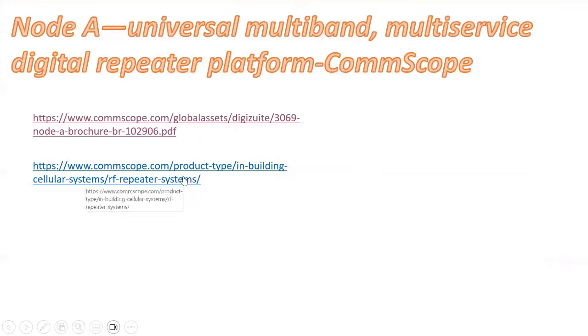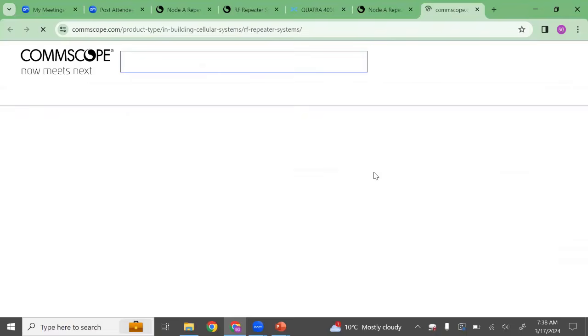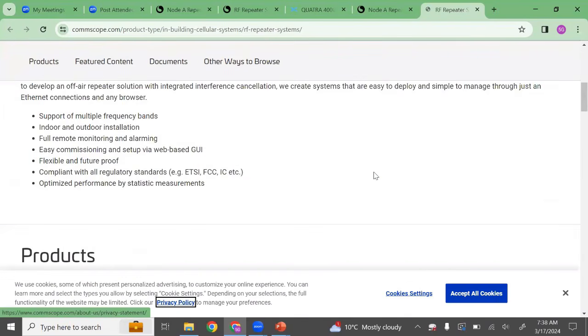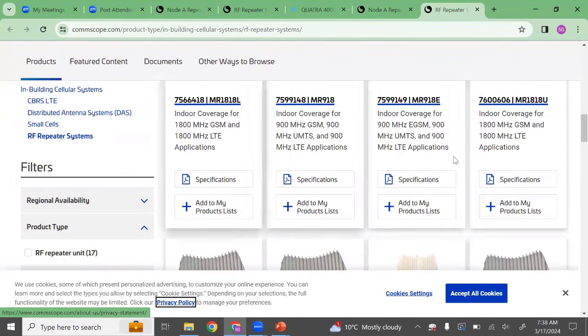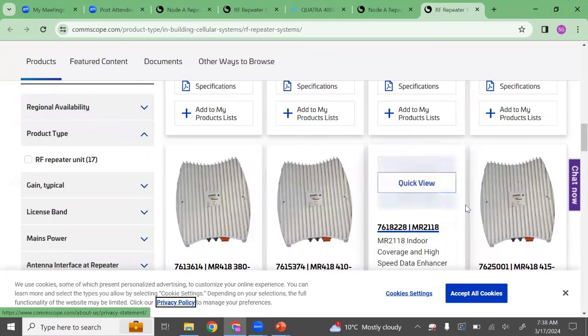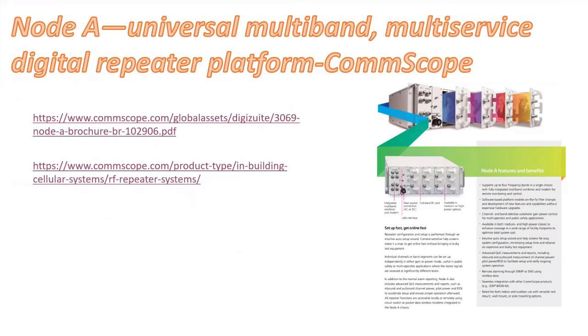And if you click on this link as well, you get all this information about the repeater system from CommScope. All these repeaters are also available on their website. CommScope repeaters support up to 4 frequency bands in a single chassis, right? And it is available in both medium and high power class RF.